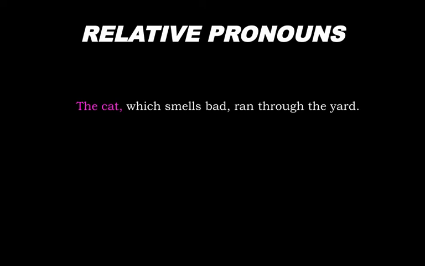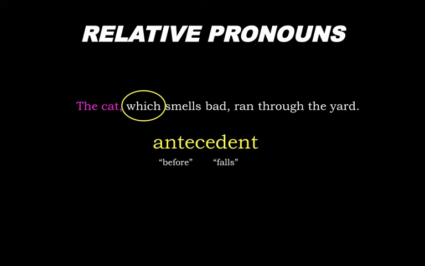Now let's take a look at the sentence a little bit more in detail. The which is our relative pronoun. And the which is actually dependent upon what we call the antecedent. The antecedent literally breaks down to "before falls." So it's the noun that falls before that who, which, that word. And if we take a look in our sentence, the antecedent would then be cat, because the which is referring to cat.